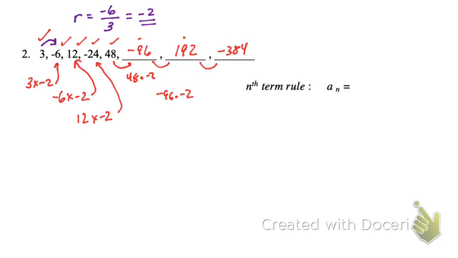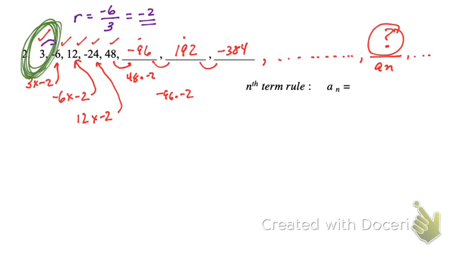But how would we write the rule? Let's say we wanted to go way out here to some mystery number. It's so far out there we don't even know what position it's in. So we say it's a sub n. How do we get to that number there? We don't want to know exactly what the number was, but how do we get to it? We would say you have to start back here at your first number, 3. So we start at 3.